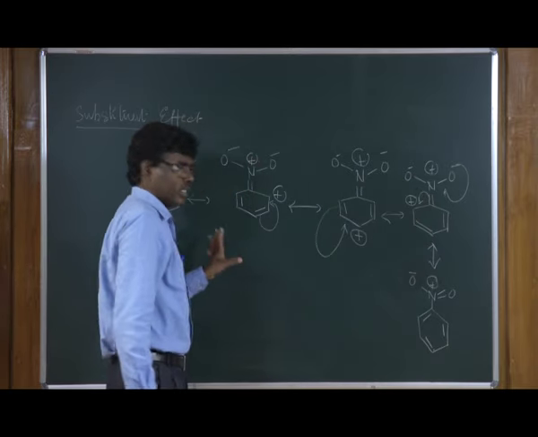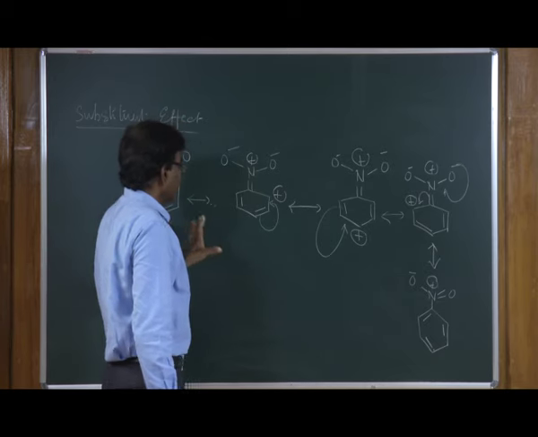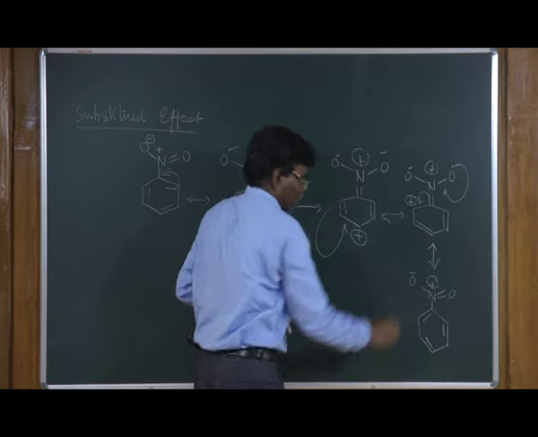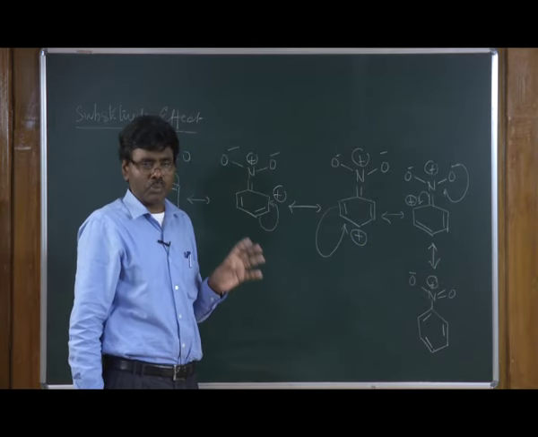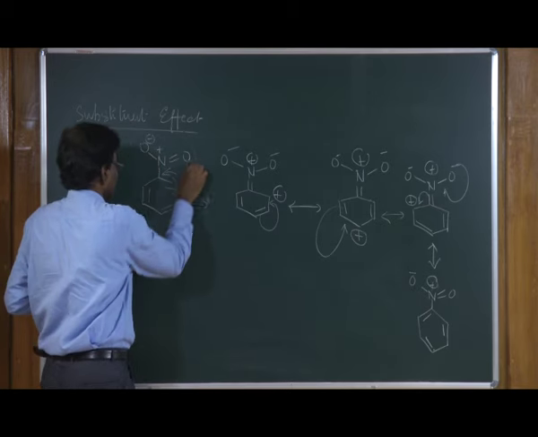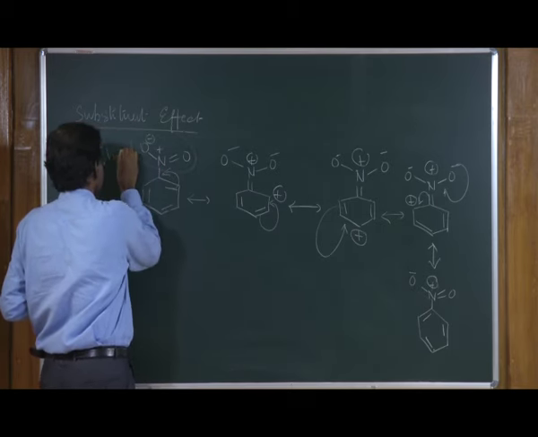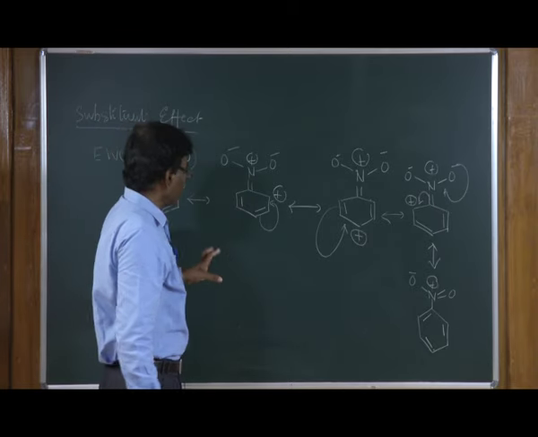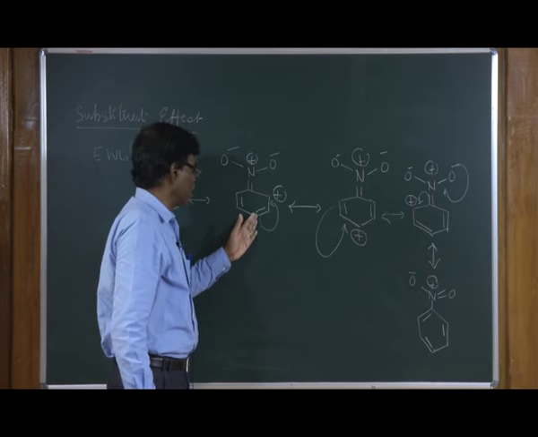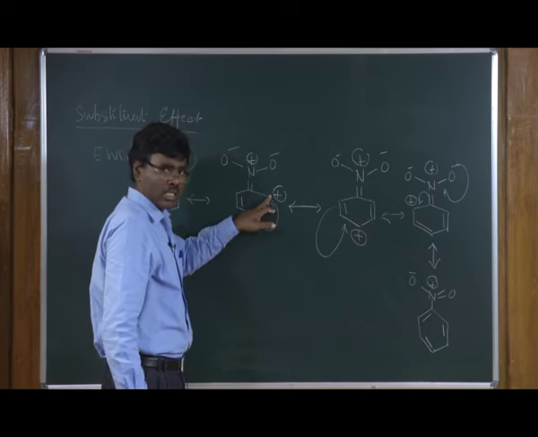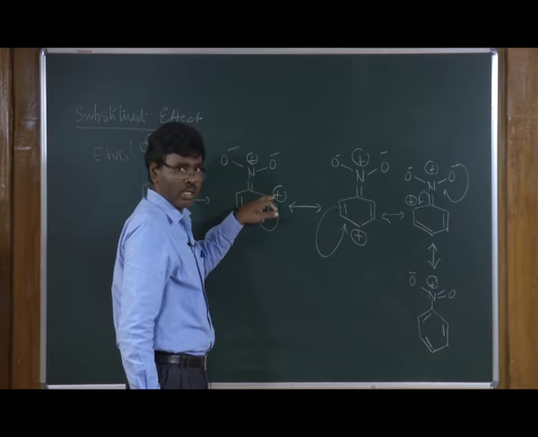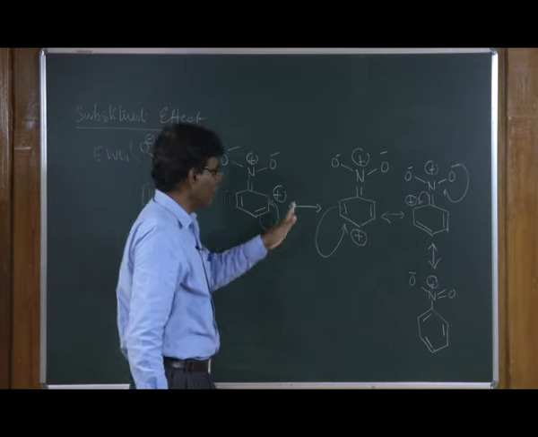If you look at the resonance structures, you can find that the electron density at the ortho and para carbon atoms is less compared to the meta carbon atom. Therefore, whenever you do the electrophilic substitution reaction with a benzene ring that contains an electron withdrawing group, here NO2 is an electron withdrawing group, the electrophile undergoes substitution at the meta position, not ortho and para position, because as you can see here, the electron density at the ortho and para position is less compared to the meta position.